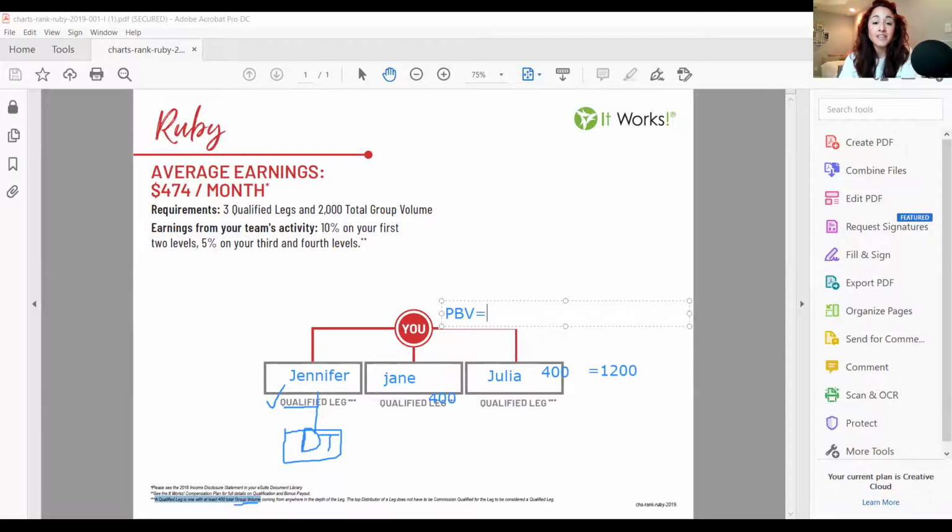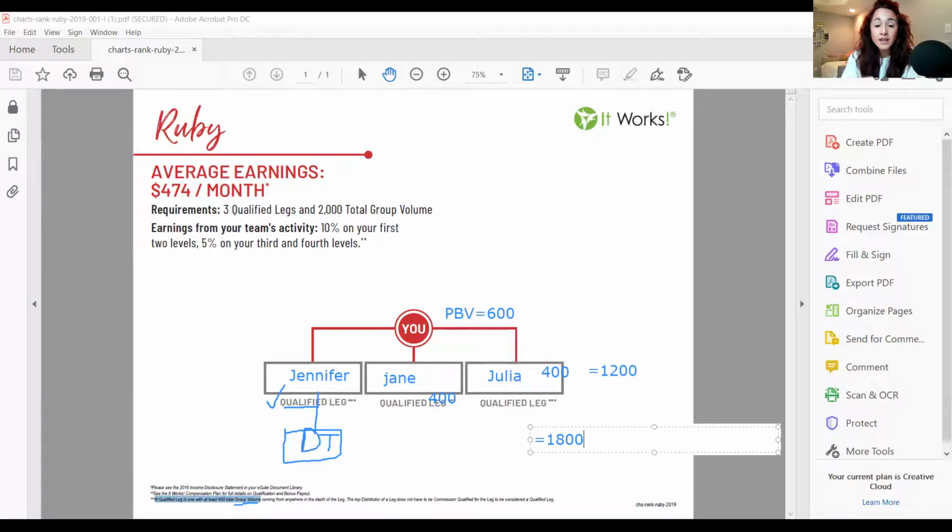Let's say your PV is 600. So you have your own personal volume, your own personal sales at 600. Your legs are at 400 apiece. That's 1200. That's outside of you. So right now you're sitting at 1800. Oh, well, that's much closer to 2000.